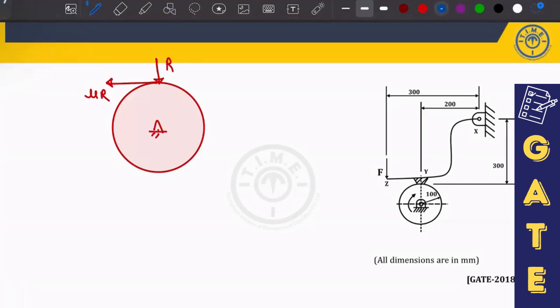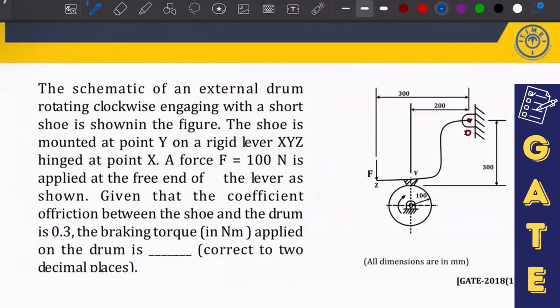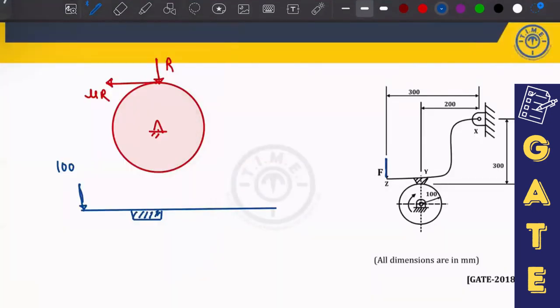If I apply the same friction force over this lever as well as the shoe, so this is your shoe, the force which is acting is 100, which is nothing but this F value, which they have mentioned as 100 Newton. The coefficient of friction they have given as 0.3. Now again you have to calculate the braking torque. For calculating the braking torque, you need the friction force value. For calculating the friction force, you have to identify in which direction the friction force is acting.